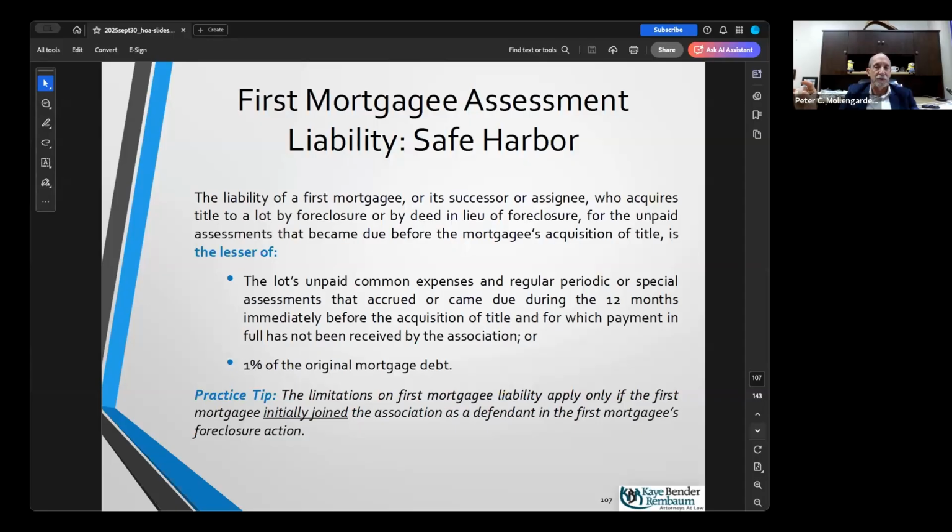So they're only obligated to pay the lesser of 12 months of the past due or unpaid common expenses, or 1% of the original mortgage debt. Frequently, the 1% will be less, but when a bank, lender, whatever, takes title through foreclosure, provided they name the association as a defendant in the suit, they come within this limited liability safe harbor provision.